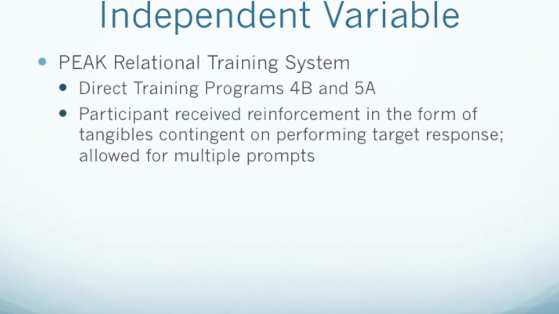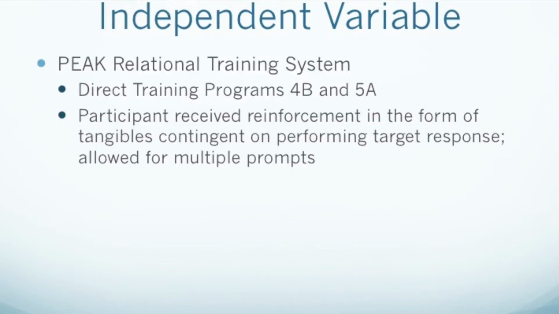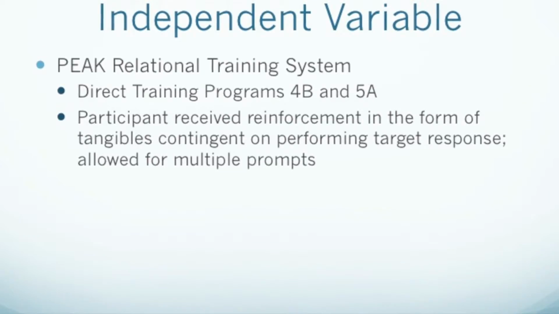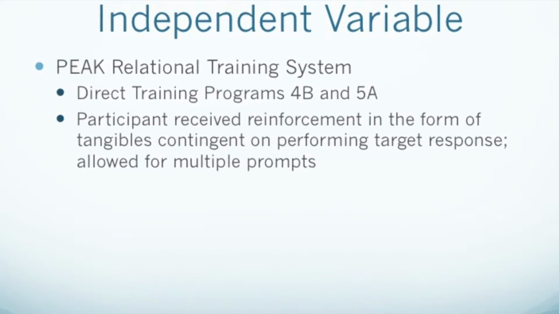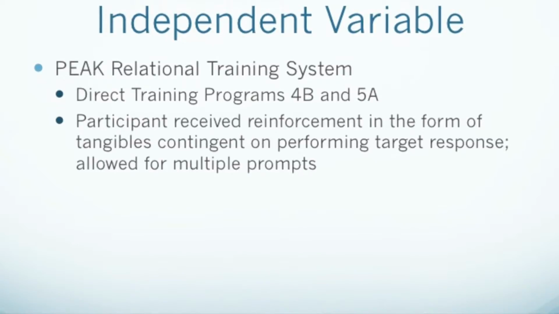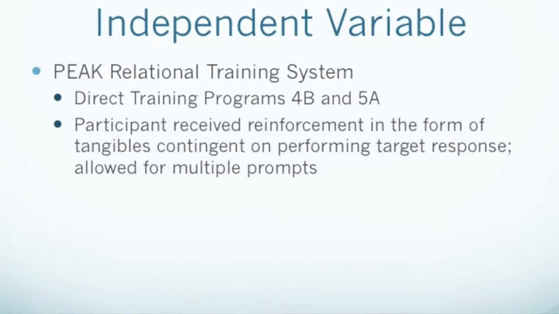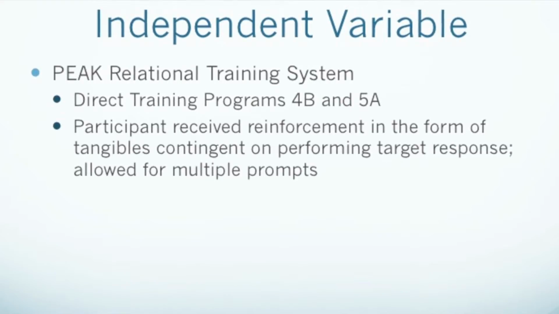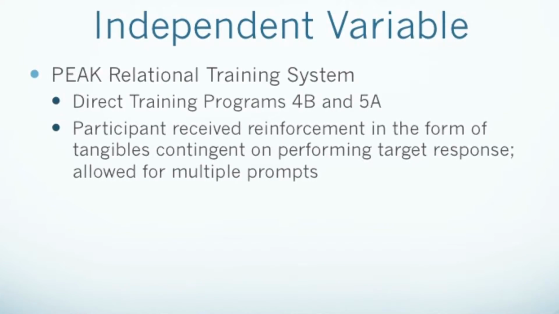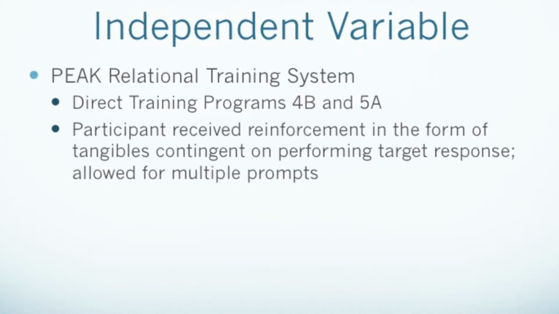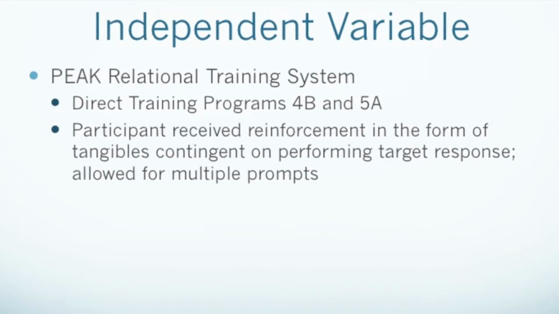So as I said before, we were using direct training programs 4B and 5A, and these involved Amelia receiving reinforcement in the form of tangibles contingent on her performing the target response that we were looking for. And that also allowed for us to use multiple prompts with her if she didn't get it on the first try.